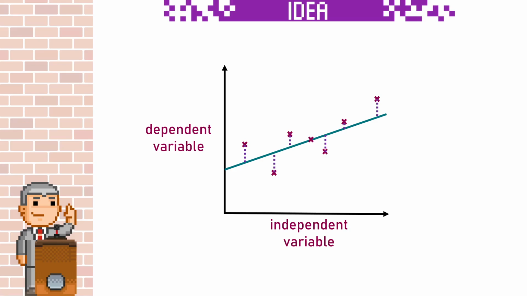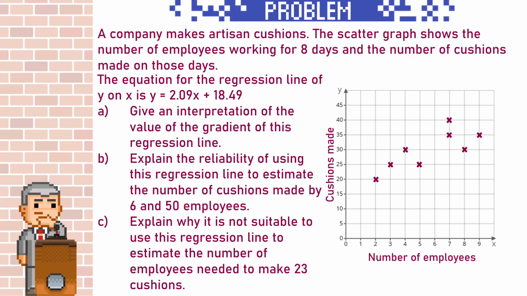Because of the way it's calculated, the mean x value and the mean y value will always be a coordinate of the line. You don't have to, at the Maths A level, work out what the equation of the regression line is. Let's have a look at these questions.